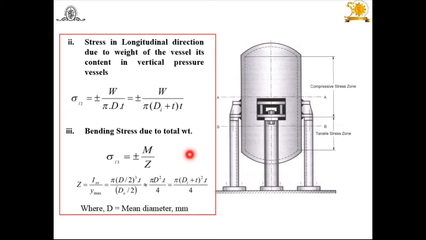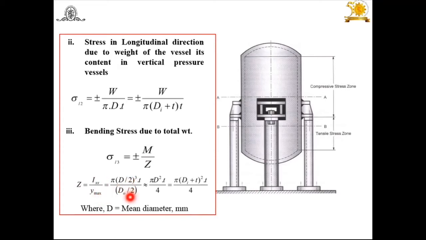Then again find out sigma L3. This is bending; this sigma L3 depends on the bending stress due to total weight. How to find out this sigma L3? Sigma B is equal to M by Z, or M_B y by I. Again, Z is the section modulus. We can find out Z is equal to I by y.